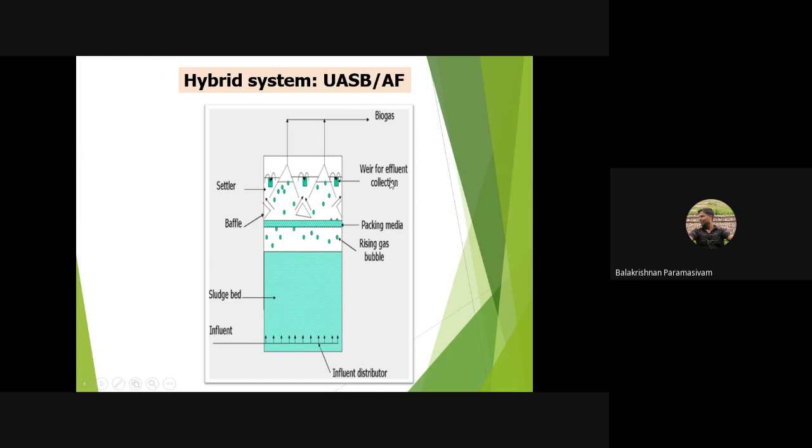Then cooling towers take a huge amount of water. So instead of using fresh water, they will be using this treated water. Then boilers also use it, and toilet flushing. Wherever the double plumbing system is there, they will be using it for toilet flushing purposes. So these are the different examples for the anaerobic treatment process.